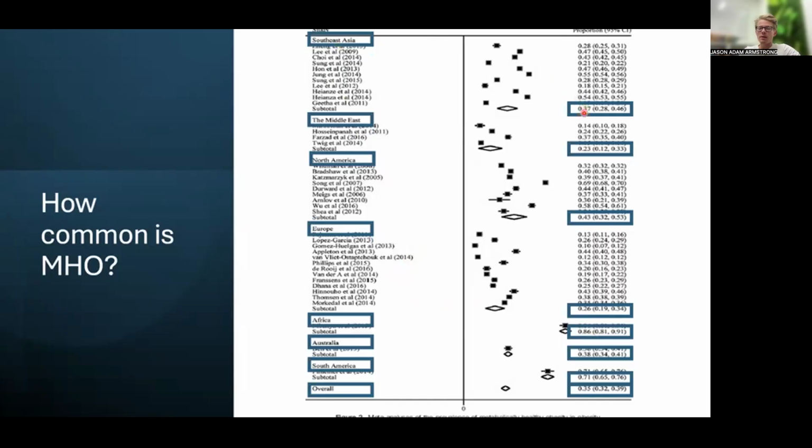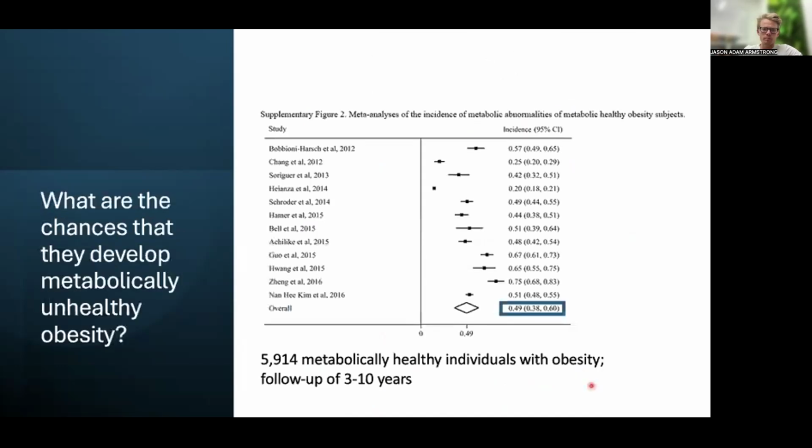And what they found is that about 37% of individuals with obesity in Southeast Asia were metabolically healthy obese. In the Middle East, that's 23%. North America, that's 43%. Europe, 26%. Africa, only one study in each of these, but 86%. Australia, 38%. South America, 71%. And overall, of all individuals diagnosed with obesity, about 35% of those individuals are metabolically healthy obese individuals.